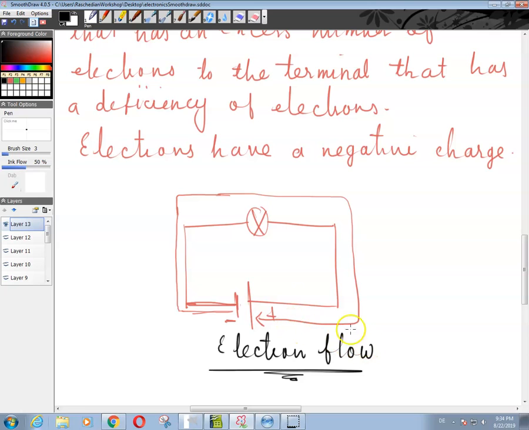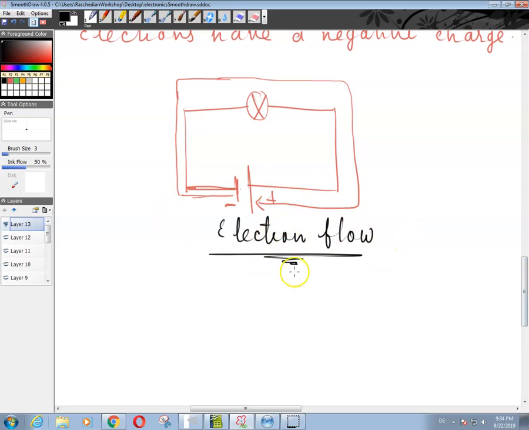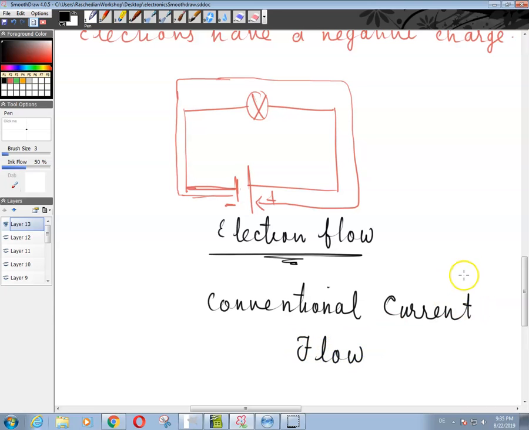Now, the problem with this electron flow is that compared to what we have been doing in electronics and electrical engineering, this electron flow direction is actually fairly new, meaning that before this electron flow was discovered by physics, there was something called the conventional current flow.